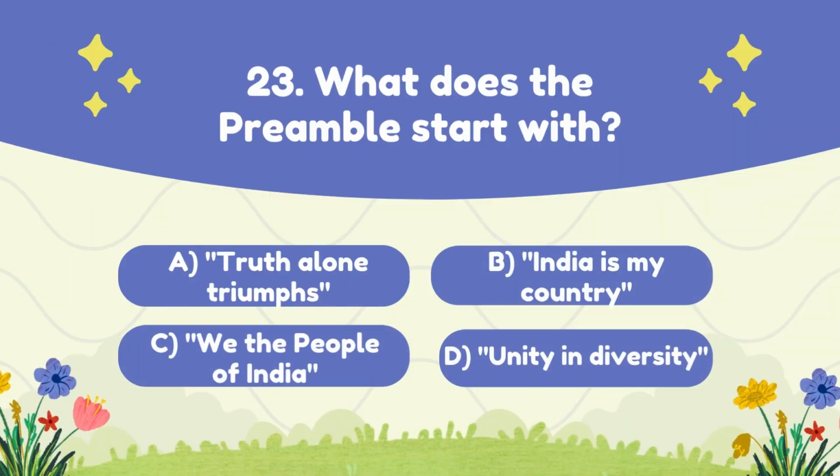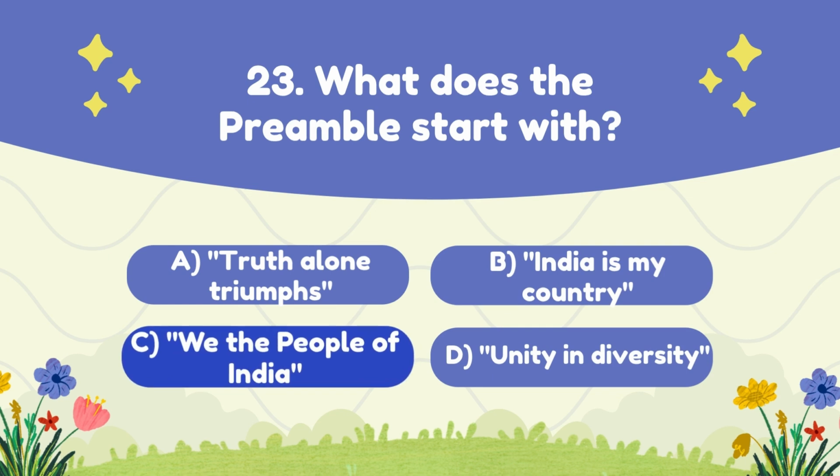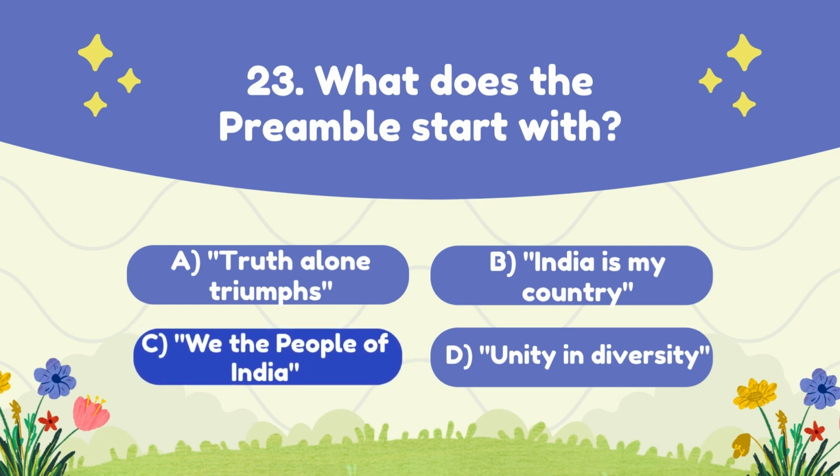What does the preamble start with? A. Truth alone triumphs. B. India is my country. C. We the people of India. D. Unity and diversity. The answer is we the people of India, emphasizing popular sovereignty.